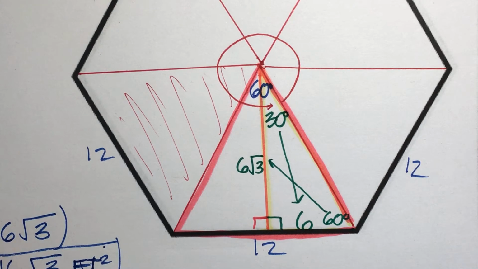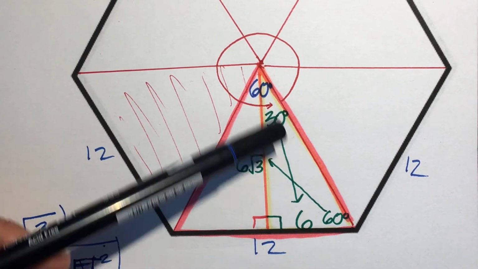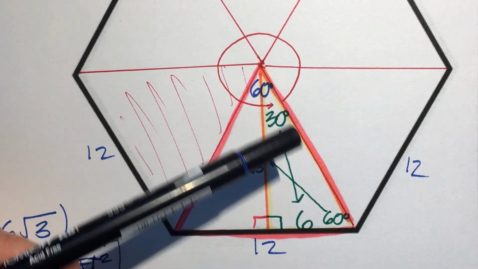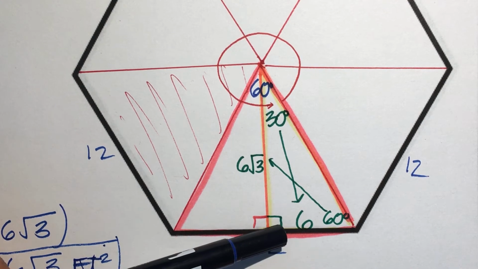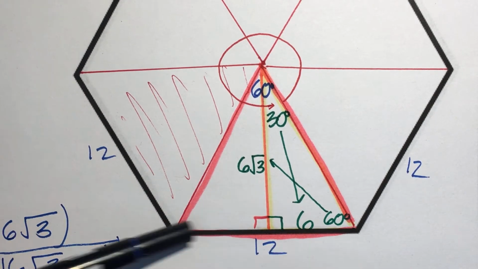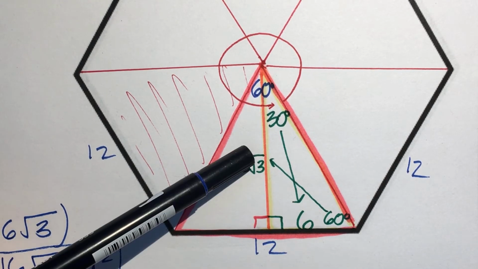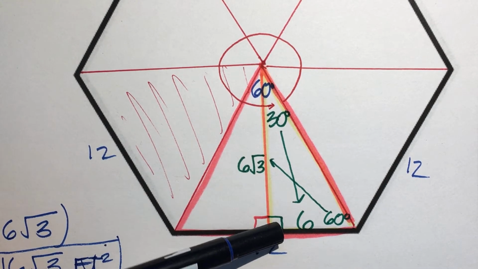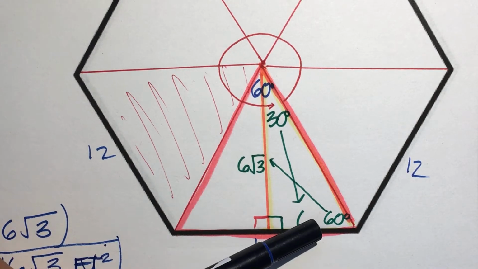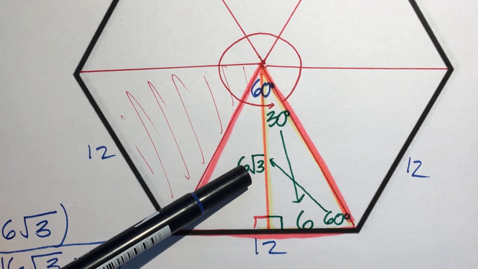And we remember that with 30, 60, 90 triangles, the side opposite the 30 is the short side. And this short side is 6 because it's just half of this right here. And then the middle side opposite the 60, which is the important side because it's the height, is the short side times square root of 3.